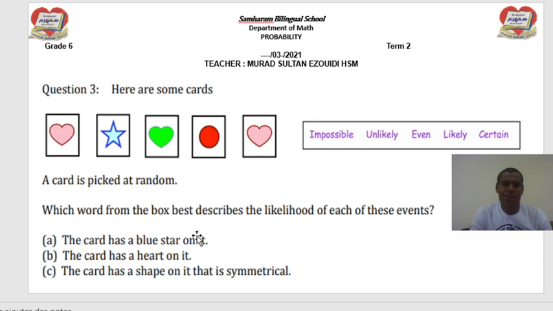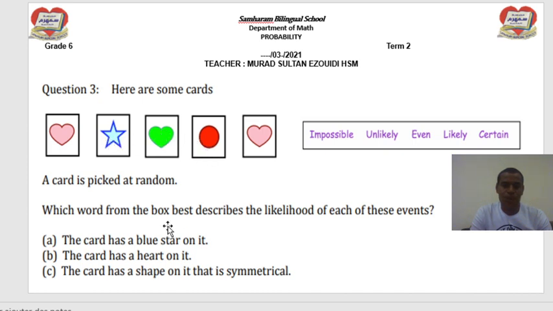The first event says the card has a blue star on it. I have only one star, from how many possible outcomes here? 1, 2, 3, 4, 5. So we have 5 possible outcomes. You can get a heart, a star, a green heart, a red circle or a pink heart. So we have 2 pink hearts, 1 green, a blue star and a red circle.